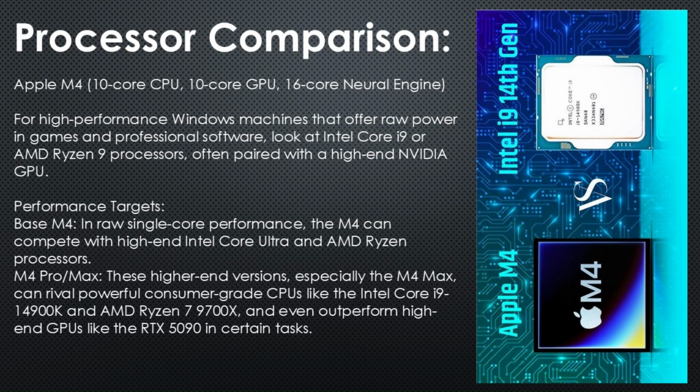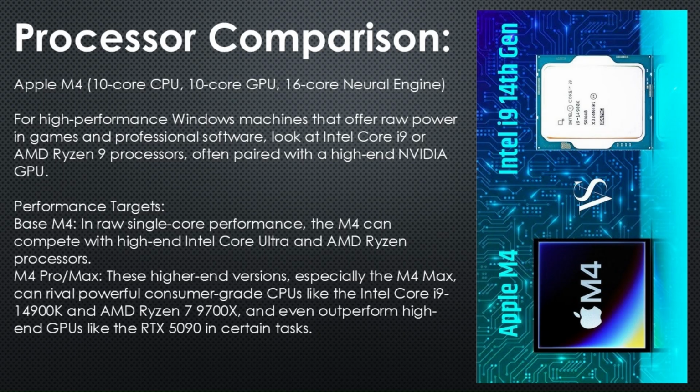Processor comparison. Apple M4 has the following components: 10-core CPU, 10-core GPU, and 16-core neural engine. On the other side, there are 4 high-performance Windows machines that offer raw power in games and professional software. Look at Intel Core i9 or AMD Ryzen 9 processors, often paired with a high-end NVIDIA GPU.